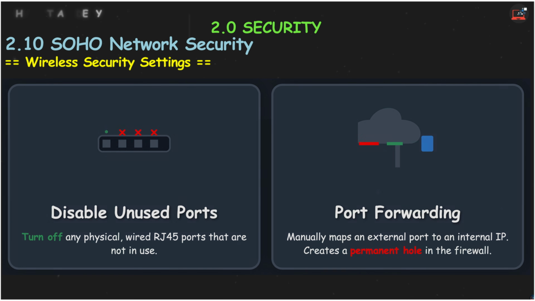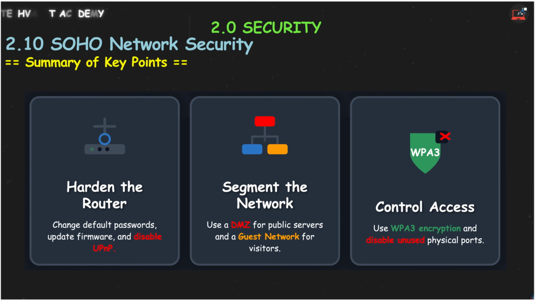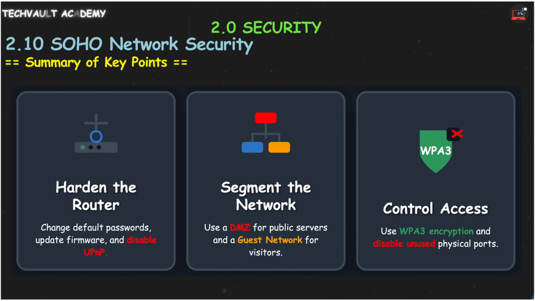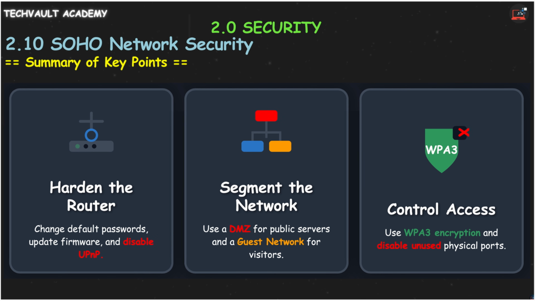To summarize the key ideas, secure your SOHO network by changing default passwords and updating firmware. Control traffic by disabling UPnP and using a DMZ. And lock down access by using WPA2 or WPA3 encryption, disabling unused ports, and configuring a separate guest network.